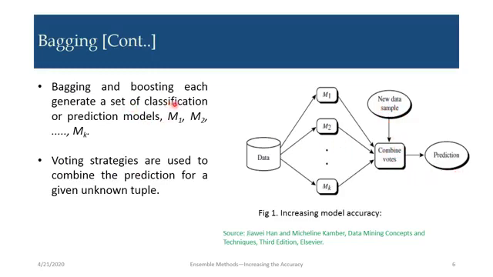Bagging and boosting each generate a set of classification or prediction models, that is M1, M2 up to Mk. Voting strategies are used to combine the prediction for a given unknown tuple. Here we are going to vote for the prediction of an unknown tuple. You can see here a new data sample where the class label is unknown.